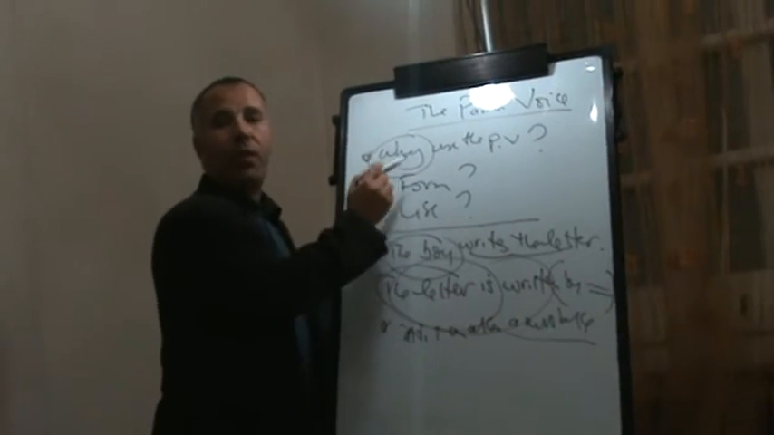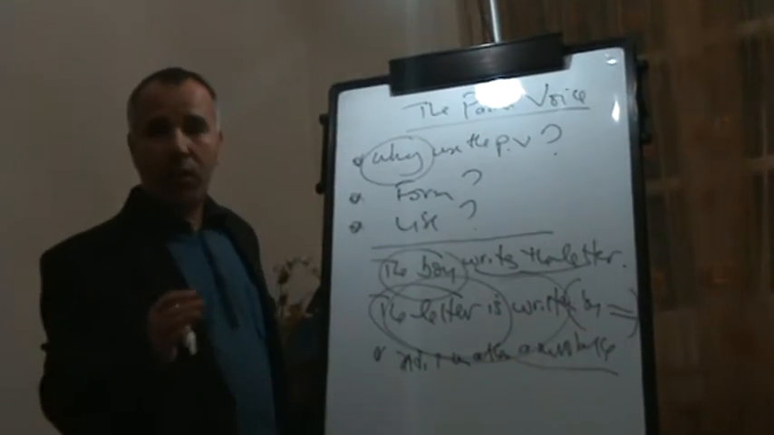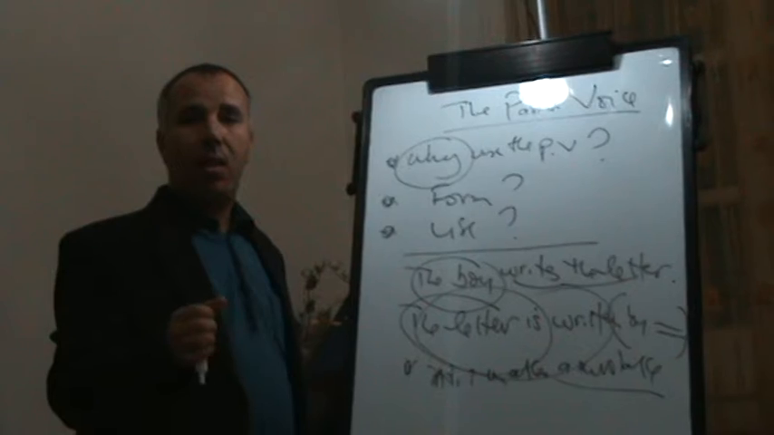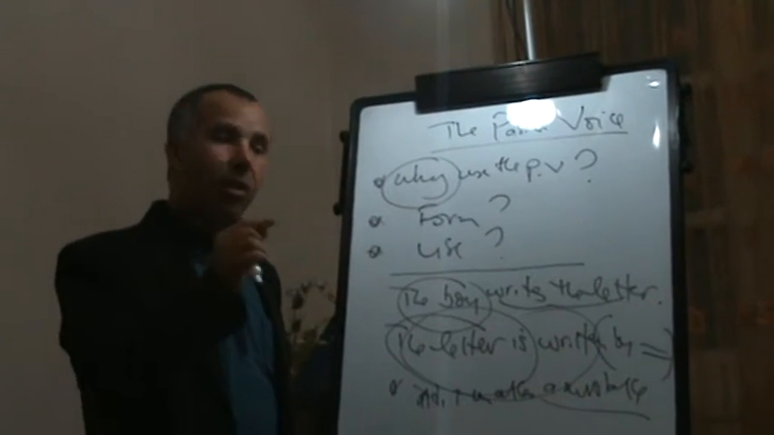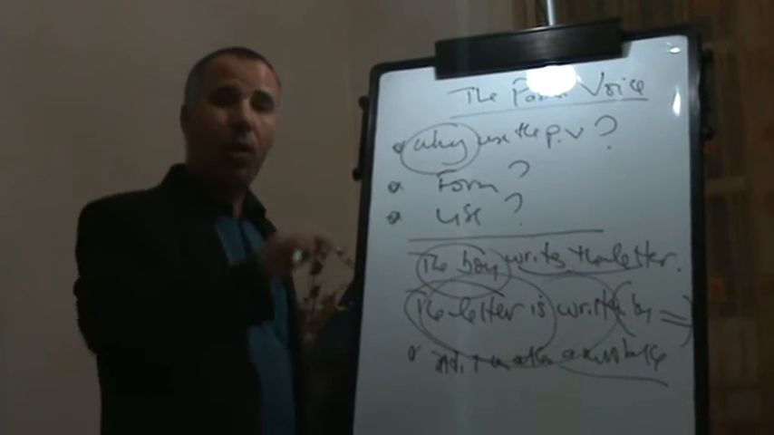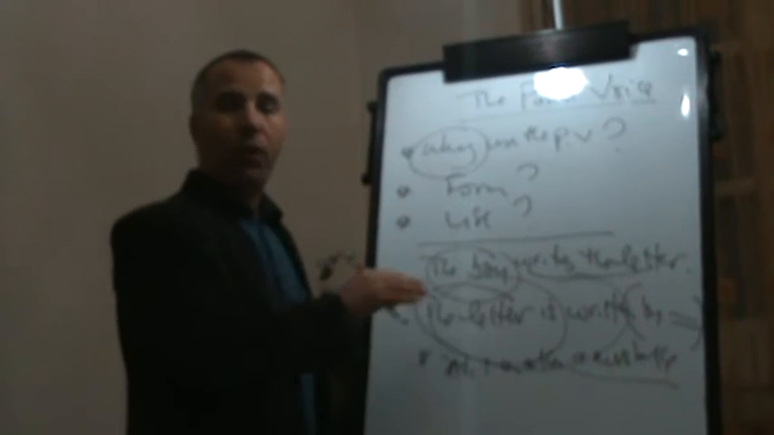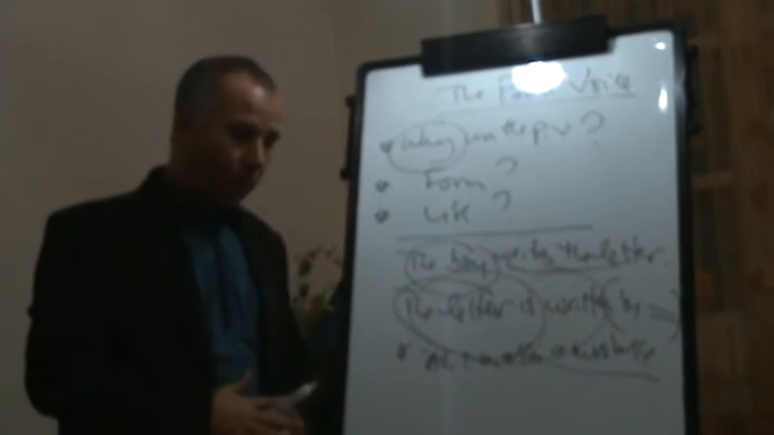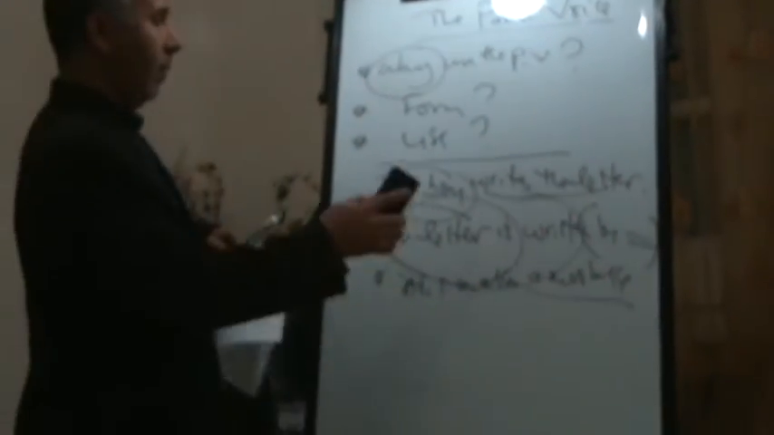Concerning the first point, why use the passive voice? We use it because the action is more important than the agent, or simply we don't know the agent, or to avoid an embarrassing situation. This is the first point.